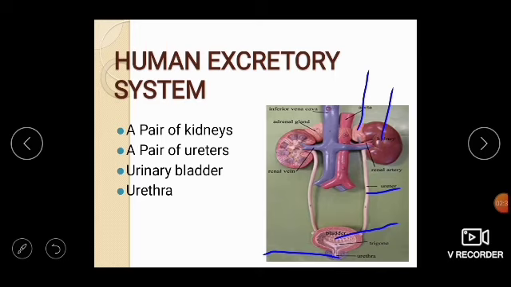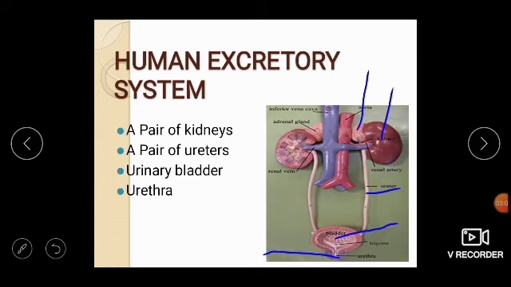In this diagram, you can also see the two major blood vessels. The red one is the aorta, and the other, blue one is the vein called the inferior vena cava. A branch of the aorta known as the renal artery supplies blood to the kidneys, whereas the renal vein collects the deoxygenated blood from the kidneys to the inferior vena cava.